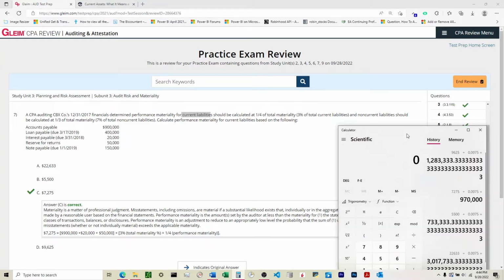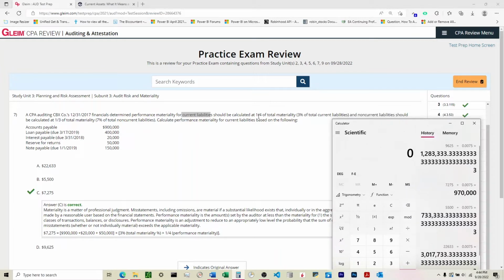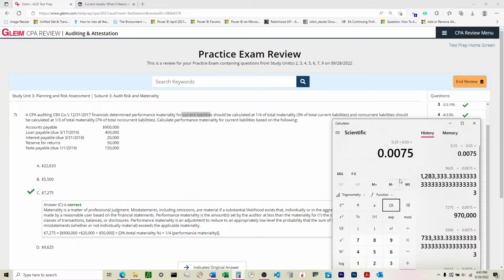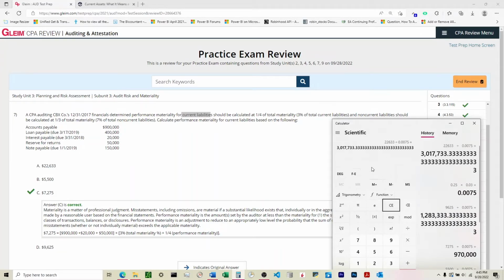So the quickest way to do this is to first multiply these two numbers. We're going to multiply 0.25 times 0.03, which gives us 0.0075. And then the second thing we're going to do is come through all four of these answer choices and divide each by 0.0075. So 22,633 over 0.0075. What this is telling you, based on this answer over here, is what the total current liabilities would be in this data up here.